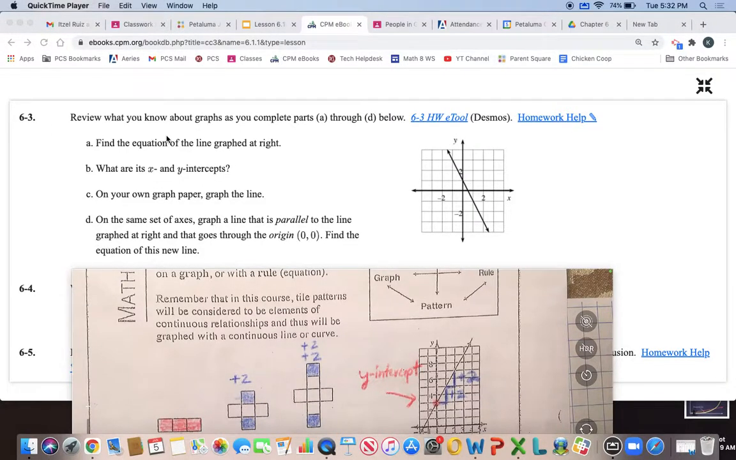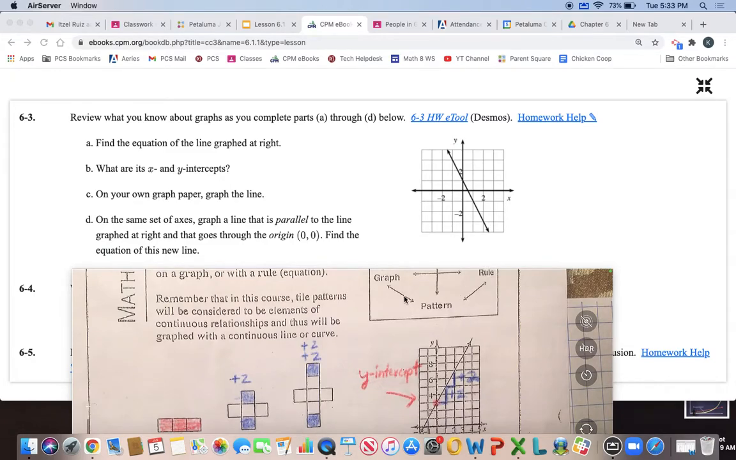6-3. Review what you know about graphs as you complete parts A through D below. All right, so we're looking at this graph and we're going to be answering these questions. The first question is find the equation of the line graphed at right. Okay, so we need to find the equation for this line.